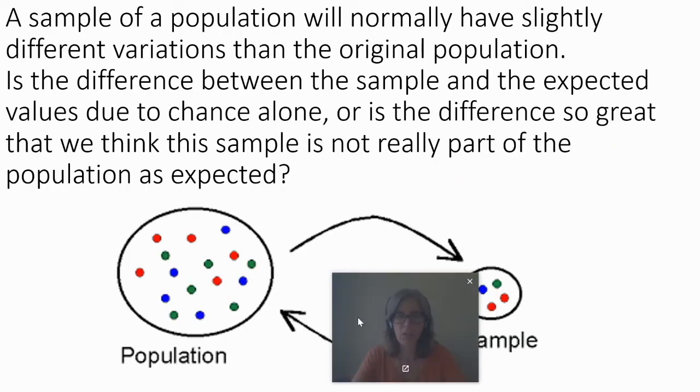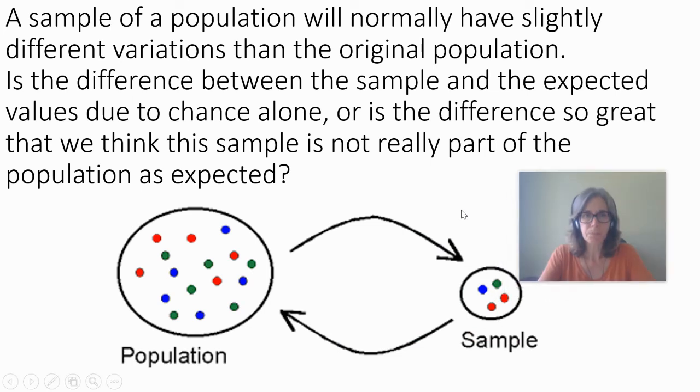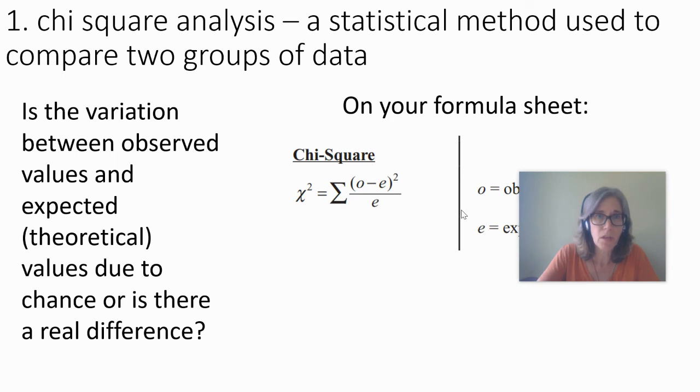Here's another example. When you have a sample, usually there are different variations in your sample than the actual variations in a population. The bigger your sample is, the more likely it is that your variations will reflect the population. But at what point do you say this sample actually isn't part of the population? It's so different from what I expected that it's actually probably part of some other population instead. Or maybe there's been enough natural selection that the population is now different than what it was when I tested it 30 years ago.